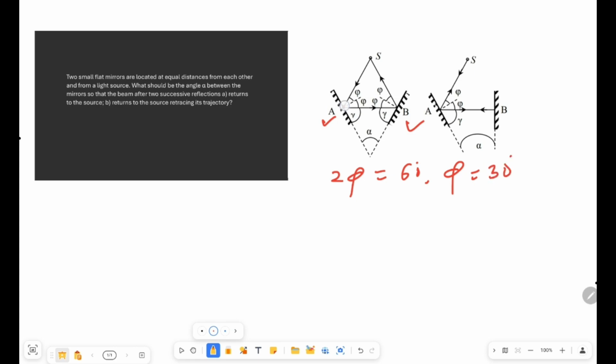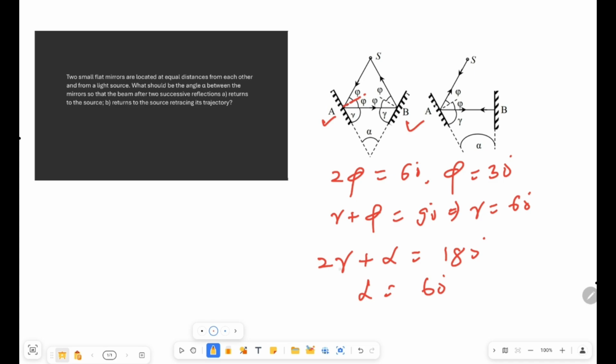And since you can see from here that this is the normal to this mirror, that means gamma plus phi should be equal to 90 degrees, and that gives gamma equals 60 degrees. And since 2 gamma plus alpha is equal to 180 degrees, that means alpha is equal to 60 degrees, because 2 gamma becomes 120 degrees, and 180 minus 120 is simply 60 degrees. So the first case is quite clear here.